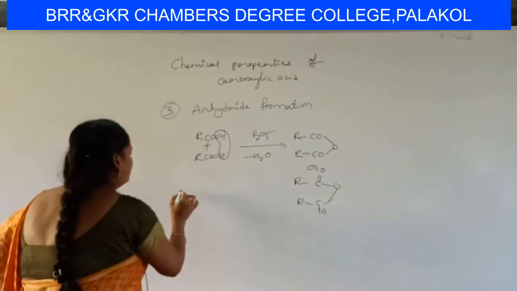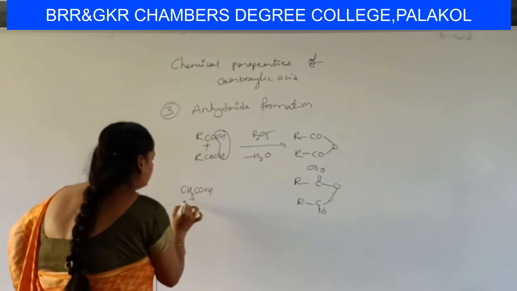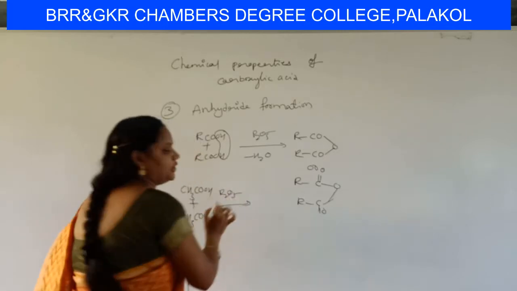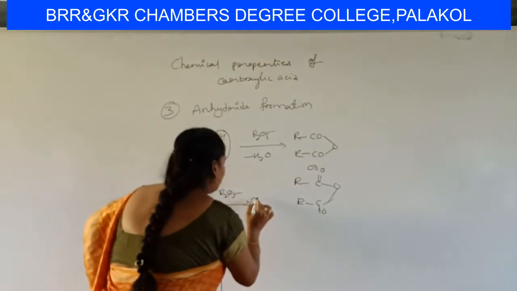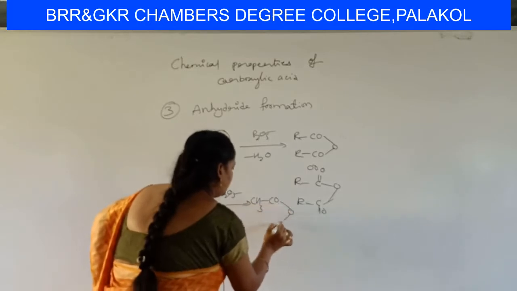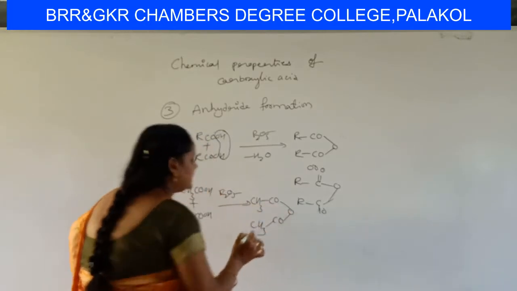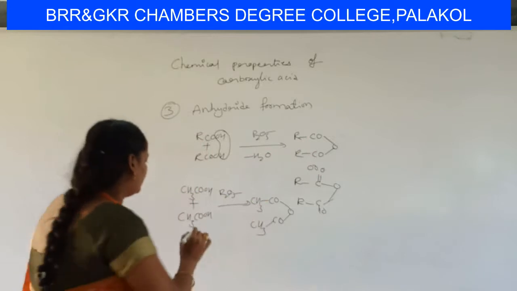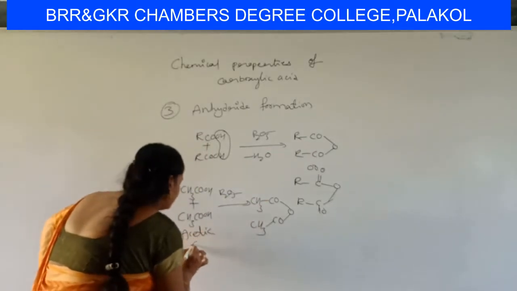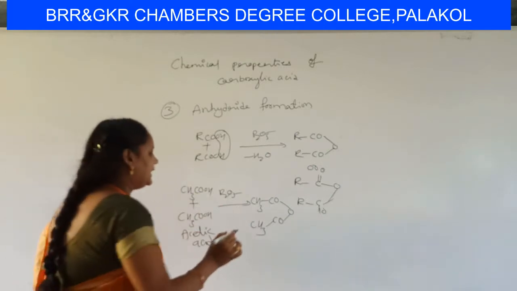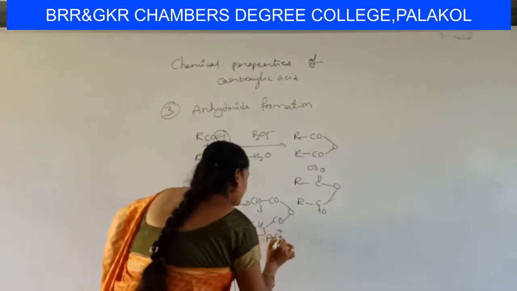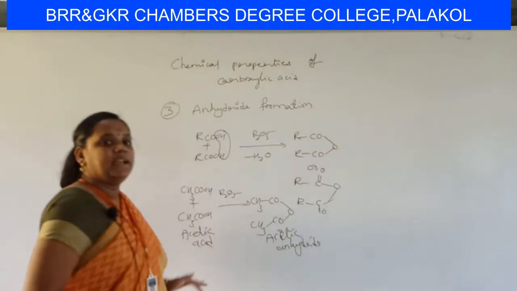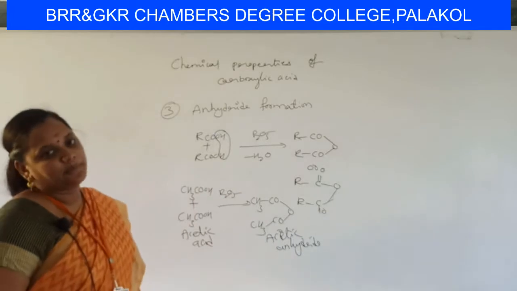Let me do it with an example. CH3COOH plus CH3COOH. What do we have to add, students? P2O5, the dehydrating agent. What will you get? CH3COOCOCH3. This is an anhydride. Here we call it an acid anhydride. In this case, the starting material is acetic acid, so the product will be acetic anhydride. Okay students, this is your third chemical property.